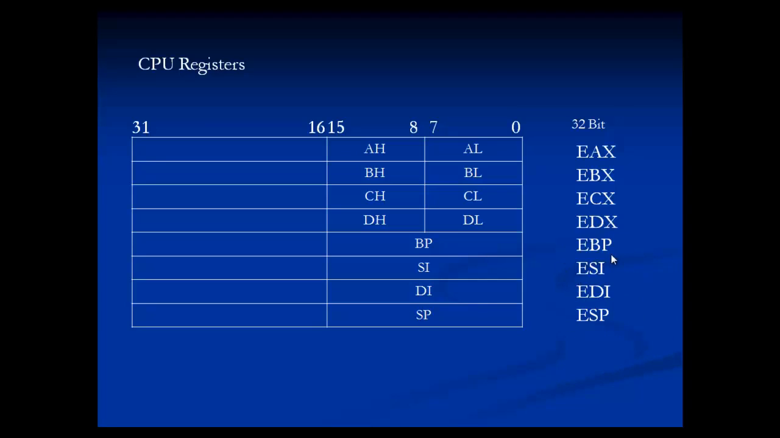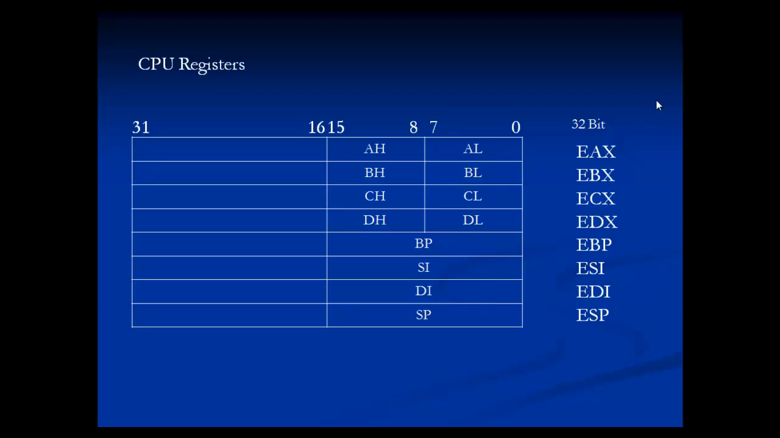And then we have EBP. EBP stores parameters or variables on the stack. The base pointer holds the location of the current stack frame. We will see what it is. The full form of EBP is extended base pointer. I forgot to tell, EAX stands for extended accumulator register, and EBX stands for extended base register, and ECX for counter register, EDX for data register, EBP for extended base pointer.